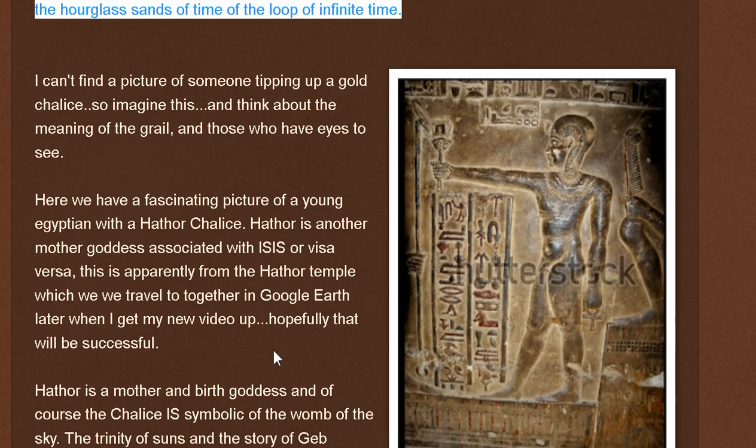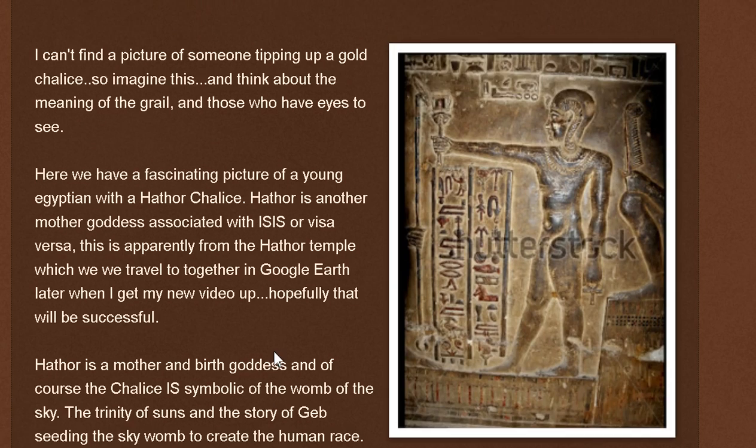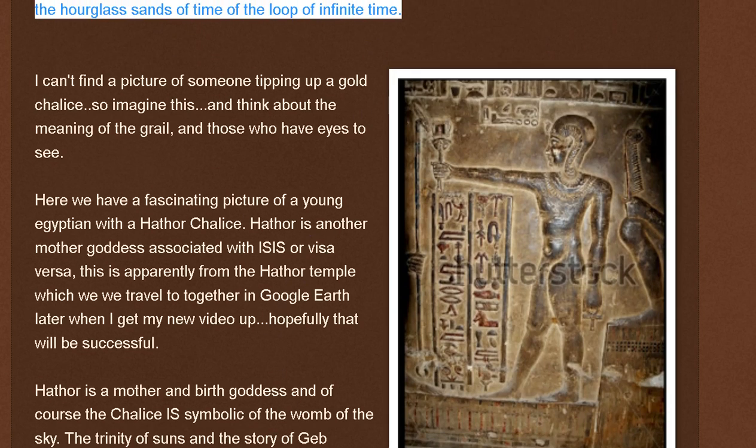This is apparently from the Hathor temple, which we travel to together in Google Earth later when I get my new video up. Hopefully that will be successful. Hathor is a mother and birth goddess, and of course the chalice is symbolic of the womb of the sky. The trinity of suns and the story of Geb seeding the sky womb to create the human race.